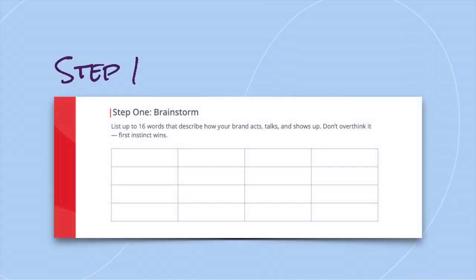All right, step 1. Come up with about 16 words that describe your brand. Remember, we want to imagine if your brand were a person. How would you want that person to be described? Think things like bold, not cloud-based, or creative, not synergistic. Go with your first instincts, no overthinking. And once you've done that, it's time to move on to step 2.